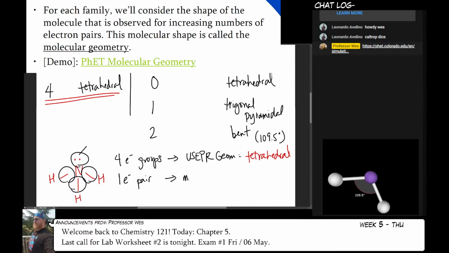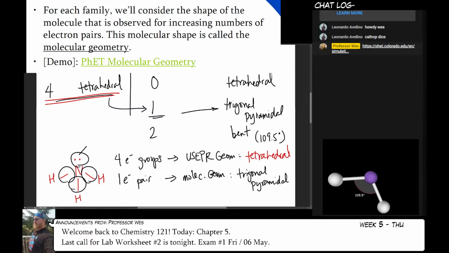What will its molecular geometry be? And so in the 4 group up here, we would say, okay, 4 electron groups, one of which is an electron pair. So its molecular geometry would be trigonal pyramidal. So that's how we're going to assign geometry.